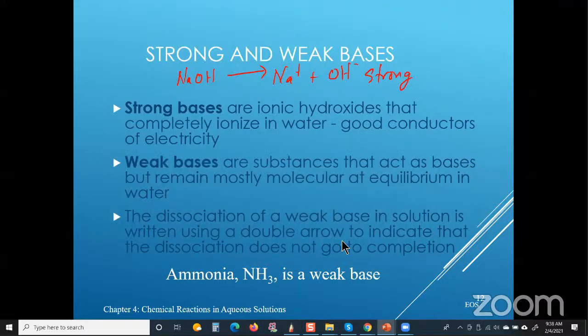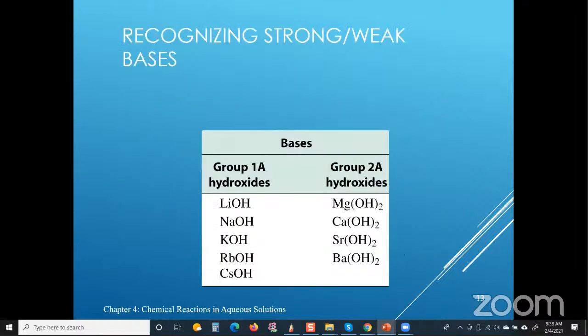All right, so we talked about strong acids and weak acids, and then strong bases and weak bases. In terms of recognizing strong or weak bases, it's actually easier to memorize this table right here. These are the hydroxides of group 1A and group 2A metals. These are all strong bases. Pretty much any other bases that you're going to meet in this course will be considered to be weak bases, again, unless you're told otherwise. So you need to memorize these, which are easy to remember because they're just from group 1A and 2A.